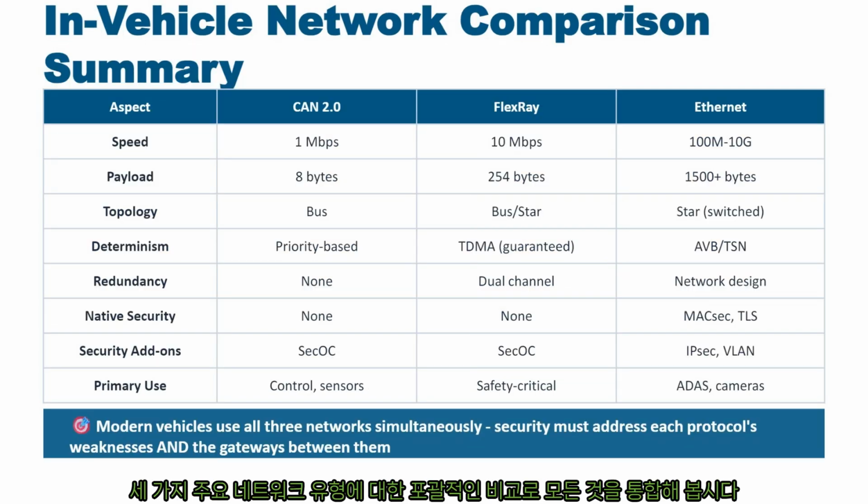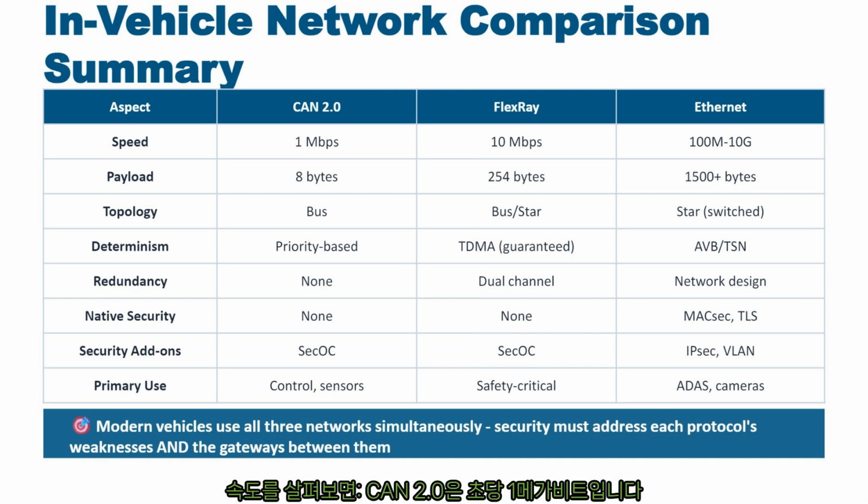Let's bring it all together with a comprehensive comparison of the three main network types. Looking at speed, CAN 2.0 is 1 megabit per second. FlexRay is 10 megabits. Ethernet scales from 100 megabits to 10 gigabits. Payload size: CAN has just 8 bytes. FlexRay has 254 bytes. Ethernet has 1,500 plus bytes.